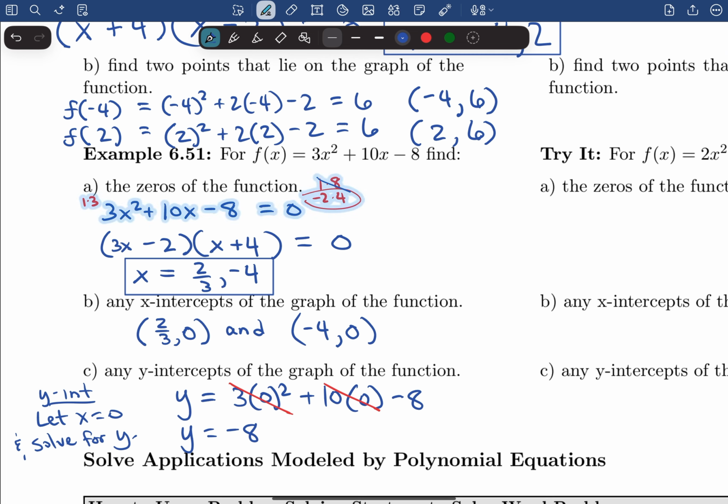That is the location of the y-intercept. And if I write that as an ordered pair, that's 0 comma negative 8. It has an x value of 0 and a y value of negative 8.